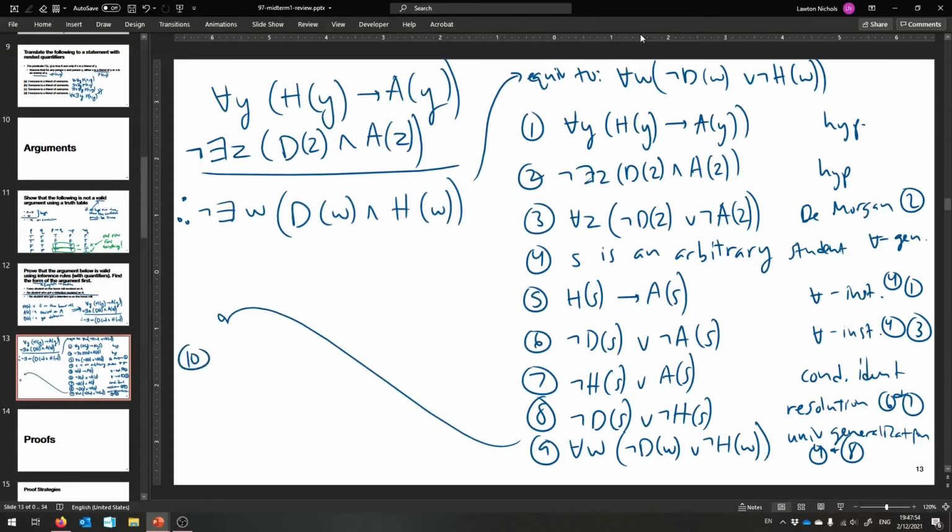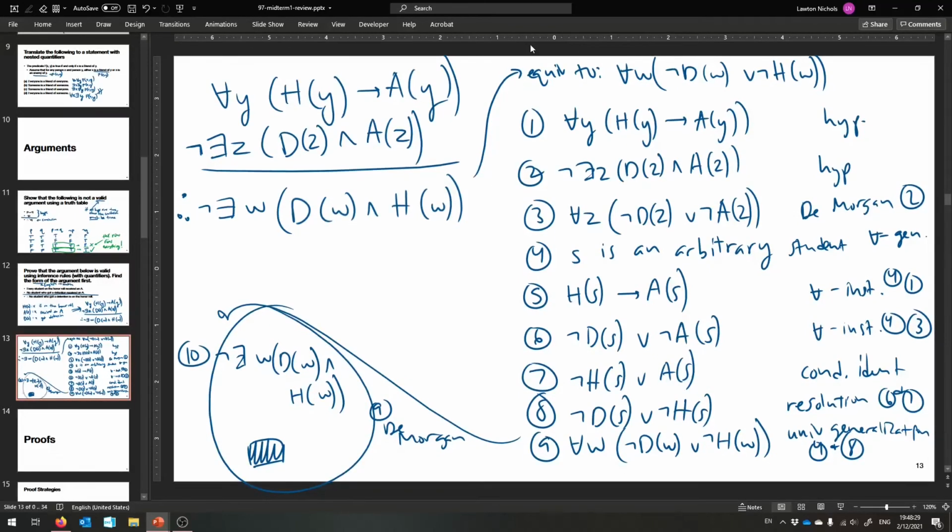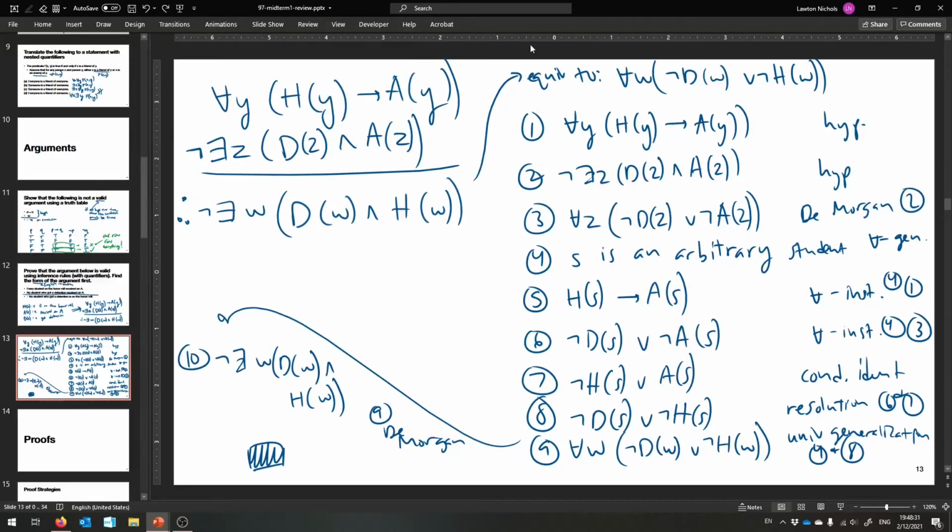So 10 is, it's not true that there exists a w, D of w and h of w. And we got that one from 9 and De Morgan. Okay, and that's finally what we wanted. It's that QED. It's a valid argument. We've proved it. Technically, this is in the proofs chapter, but still QED. We got what we wanted.